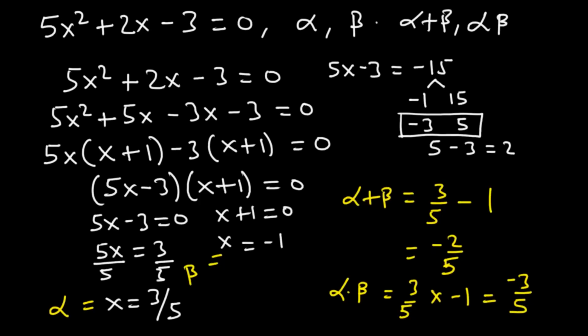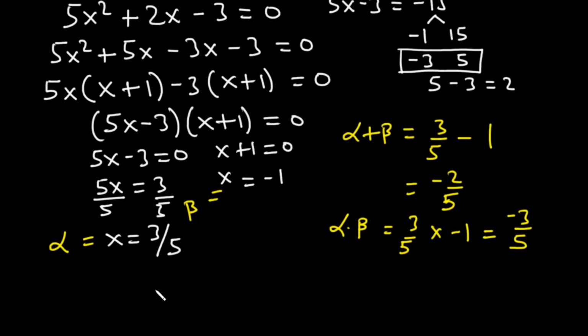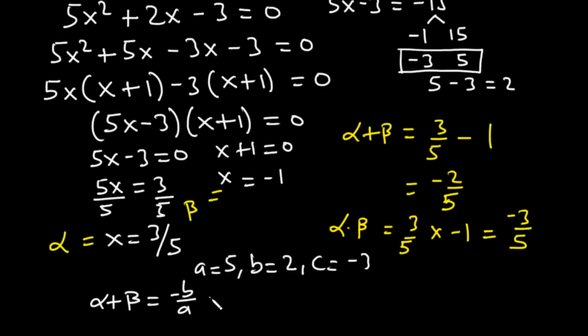Now, using the coefficients a, b, and c, let's try to see if you are going to get the same answers. Now, from the equation, a is equal to 5, b is equal to 2, and c is equal to negative 3. Now, we know that alpha plus beta, which is the sum of roots, is equal to negative b over a. Now, b is 2, so we have negative 2 divided by a, which is 5. So alpha plus beta is equal to negative 2 over 5, which is the same as this.